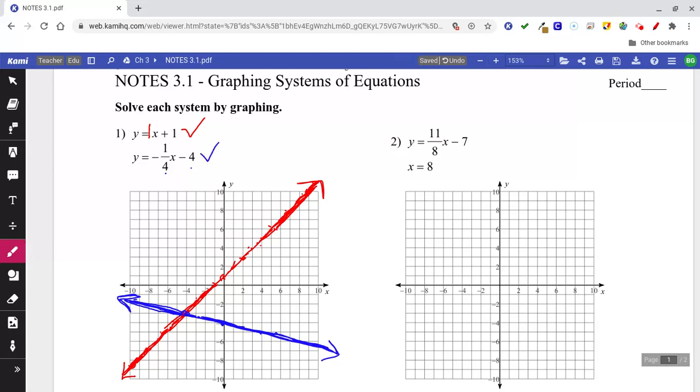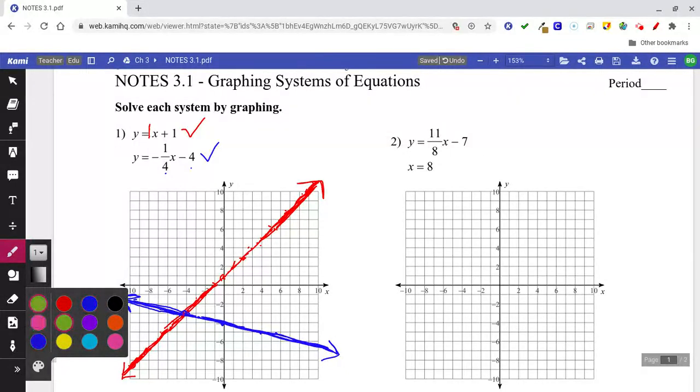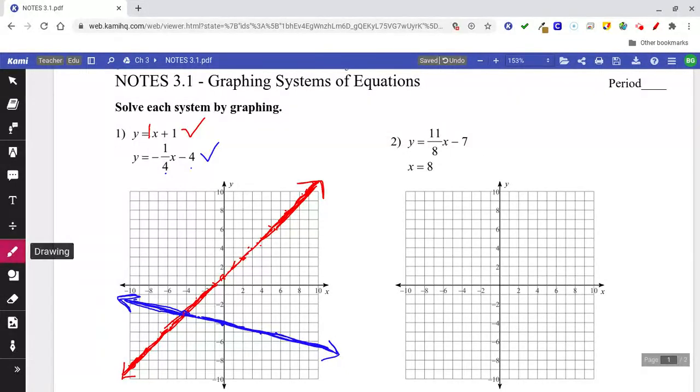So when we solve a system of equations, we want to find any points that would be solutions to both equations at the same time. Usually we're talking about an intersection point. So look at the intersection point right there. It appears that the intersection of the red line and the blue line is at -4, -3. So I'm going to label that right there, -4, -3. And that's my answer. That's my solution.